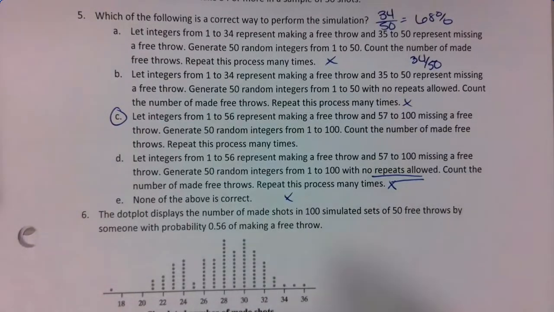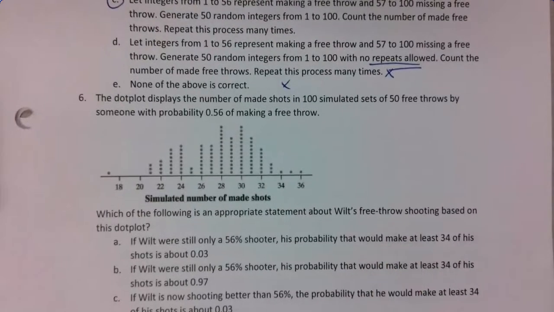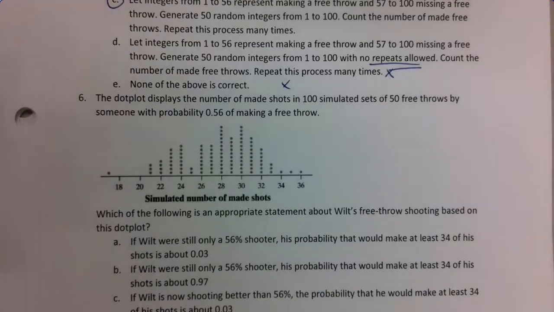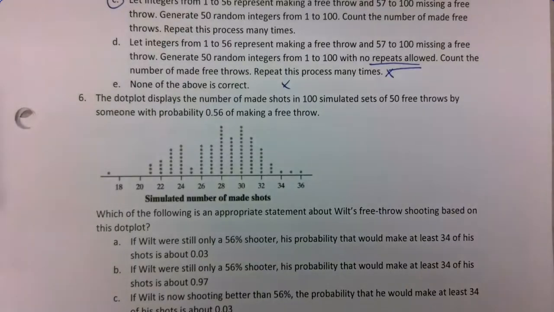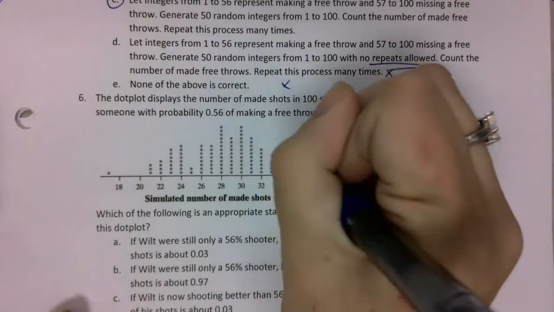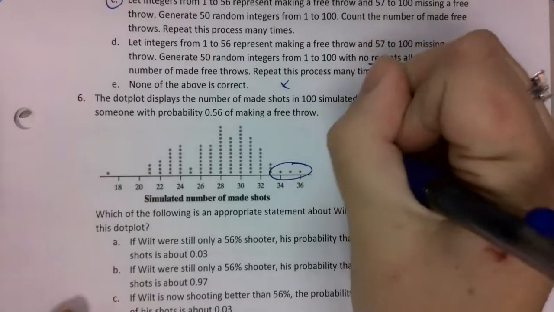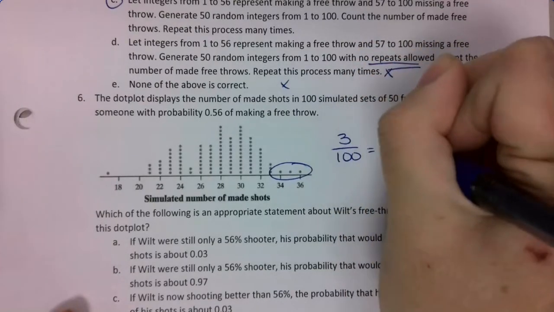So, number 6 says the dot plot displays the number of made shots in 100 simulated sets of 50 free throws by somebody with the probability of 0.56 of making a free throw. Which of the following is an appropriate statement about Wilt's free throw shooting based on this dot plot? In the context we had up above, it was talking about him specifically making 34 or more out of the 50 shots. So I have 3 out of 100, which is 0.03 as a decimal.